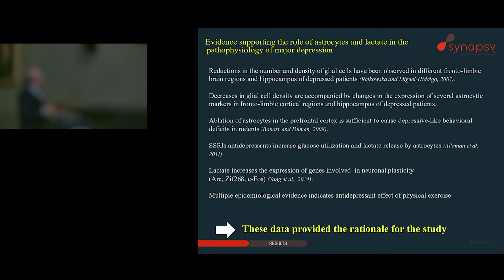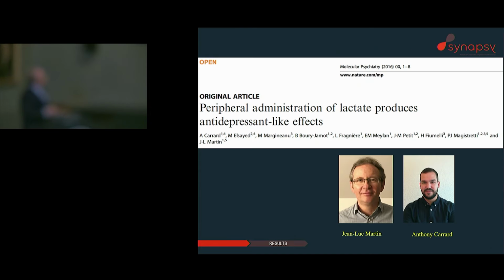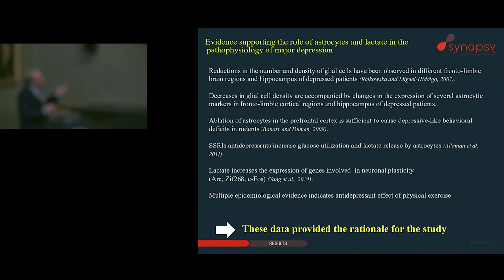So the reason why we did these experiments that I'm showing here is we showed that peripheral administration of lactate produces antidepressant-like effects. And the reason is that there was evidence that glial signaling is involved in depression models, also in a decrease in brain banks from patients who died having suffered from major depression. And also, as I showed you, there is an increase in expression of a number of genes. And depression, in a way, is a form of disease of plasticity.